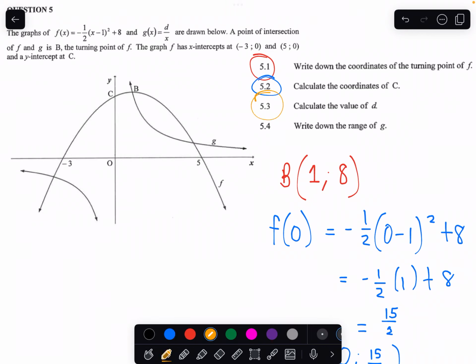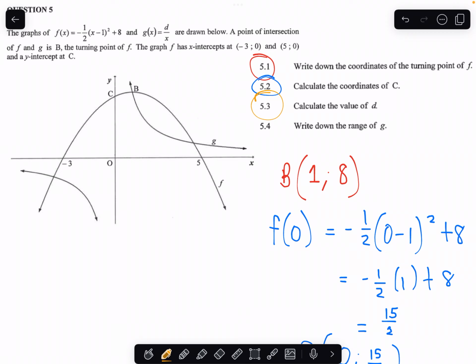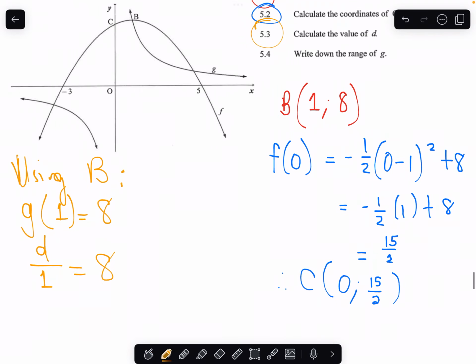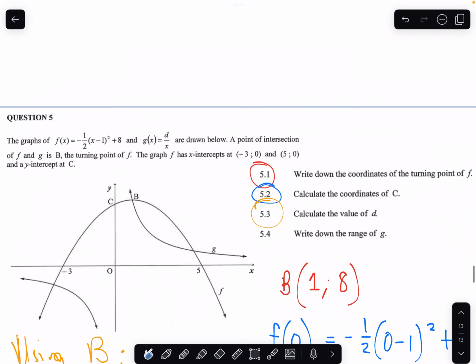We know that from point B, when x is equal to 1, the output of the function is 8. So when x is equal to 1, the function is d over 1, and we know that the output is 8, so d is equal to 8.